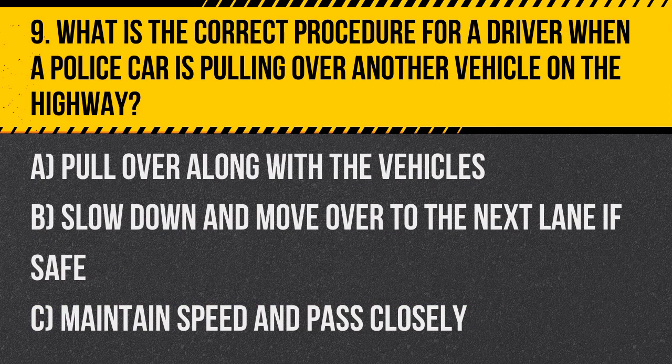Question 9. What is the correct procedure for a driver when a police car is pulling over another vehicle on the highway? A. Pull over along with the vehicles. B. Slow down and move over to the next lane if safe. C. Maintain speed and pass closely.